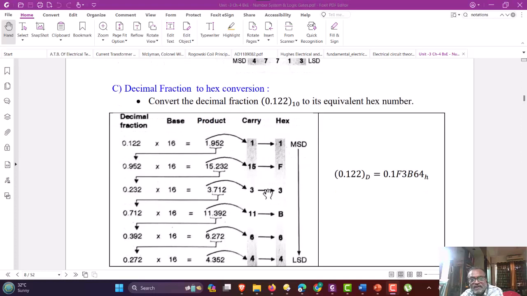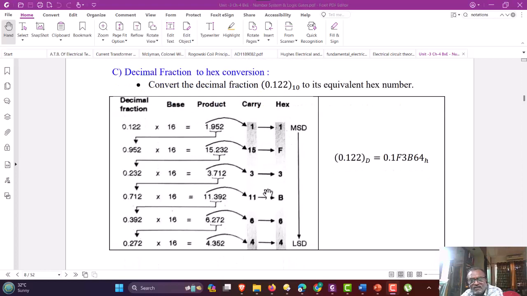Now decimal to hexadecimal conversion. The fractional portion of the decimal number is converted to the fractional portion of the hexadecimal system. Again, the logic is the same. Whatever fractional part is given will be multiplied by the base of the system. The base of the system is 16, since it is a hex system, therefore it is multiplied by 16.